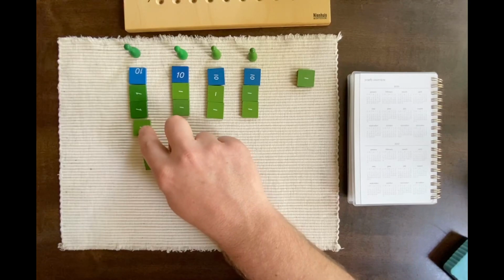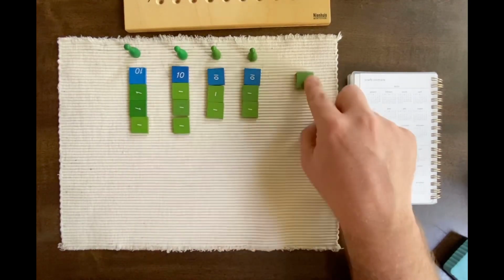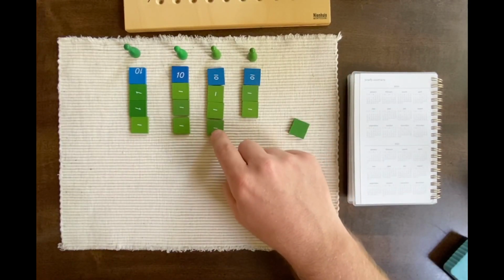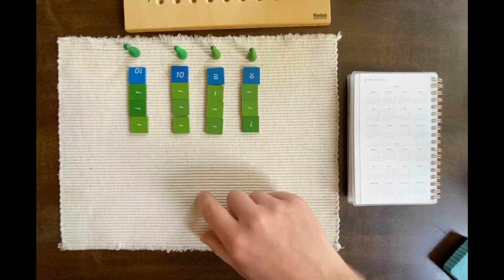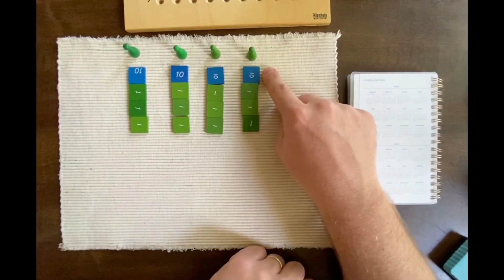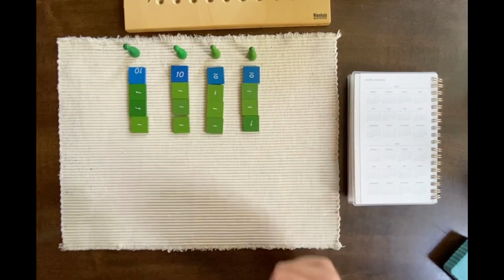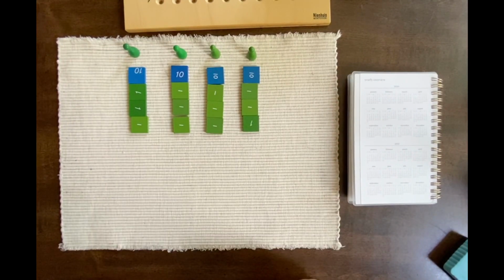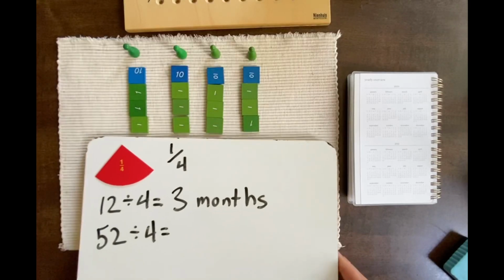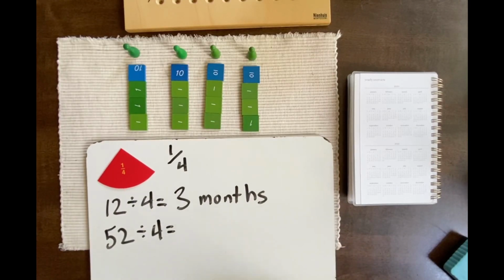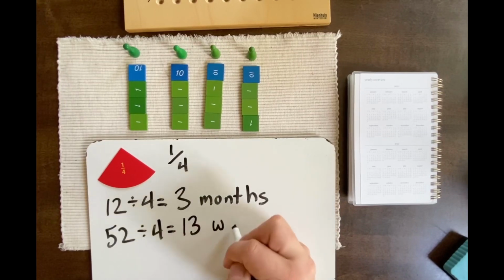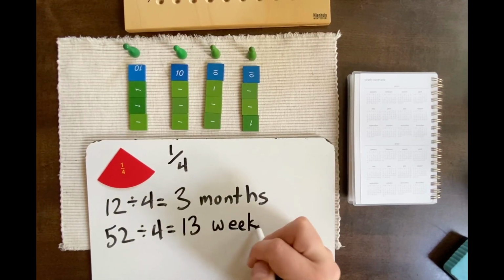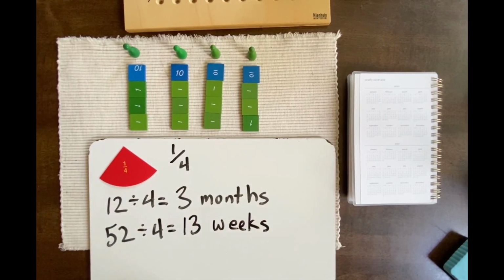It looks like we're coming up towards the end of our units here, and oh, yeah, we can evenly divide it. Looks like each greedy goblin got a 10 and 3 units. 10, 1, 2, 3 is 13. All right, let's record it. We can divide 52 equally 4 times. A quarter of 52 weeks is 13 weeks.